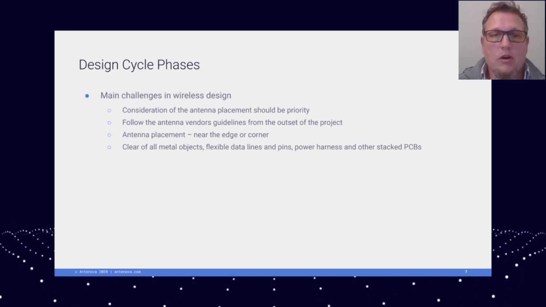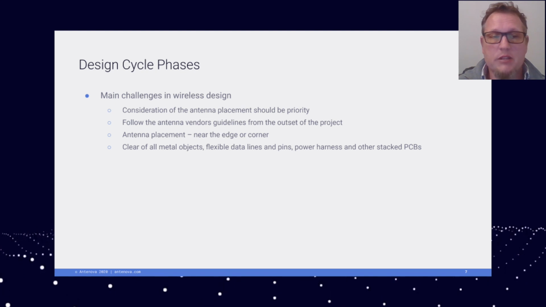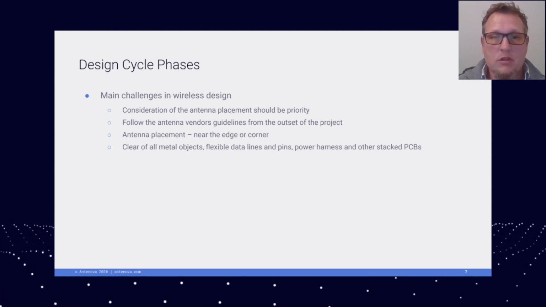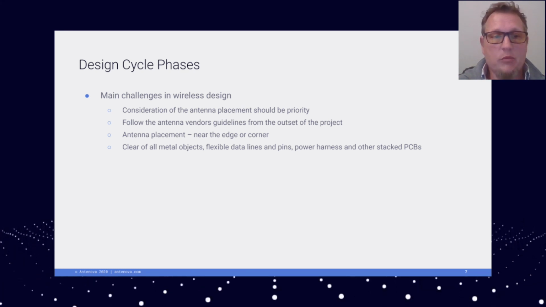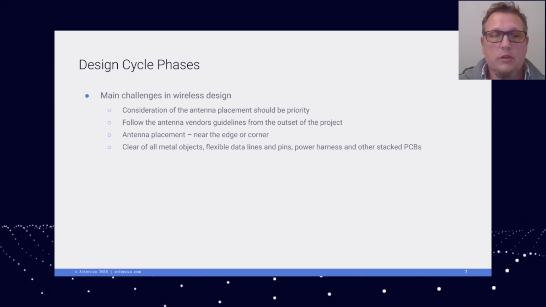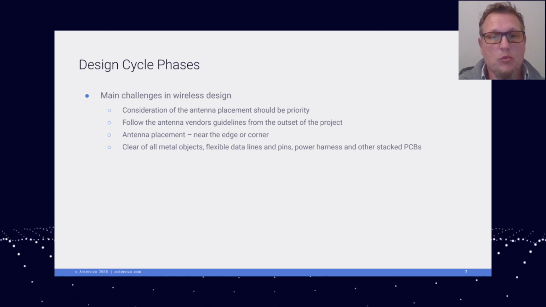Be sure to clear all metal objects, including on some of the surface mount antennas, the copper that is running through the board layers. Some antennas need to have that areas cleared out. We call that a keep out, and allows for the antenna to operate properly when it's mounted to the surface of your printed circuit board.